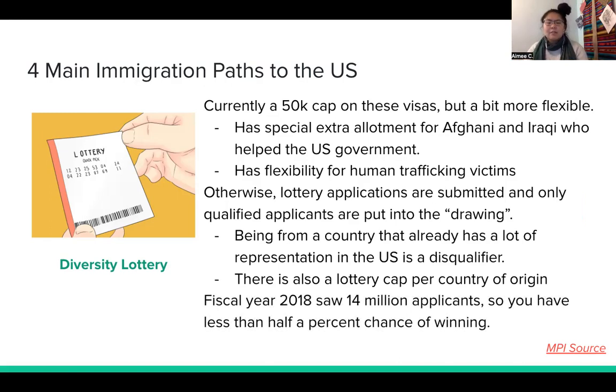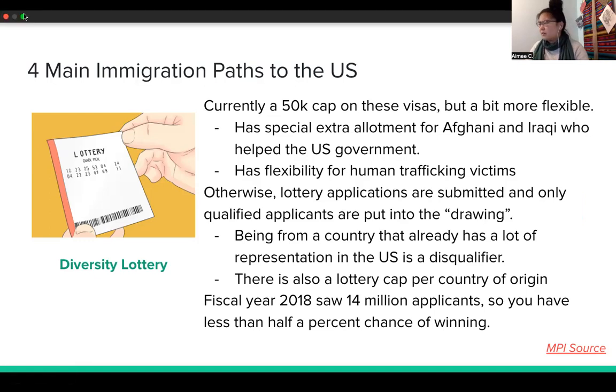And then just to give you an idea about numbers, fiscal year 2018, which was the most current source I was able to find in the course of my research: about 14 million applicants, and then, if you remember, 50,000 approved. So it's a very small percent of being able to come to the US based on the diversity lottery.